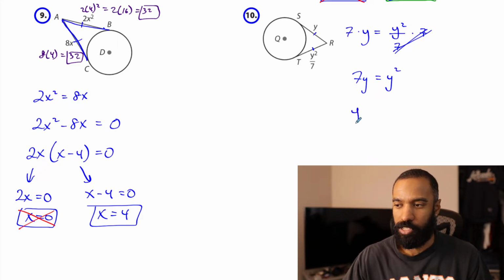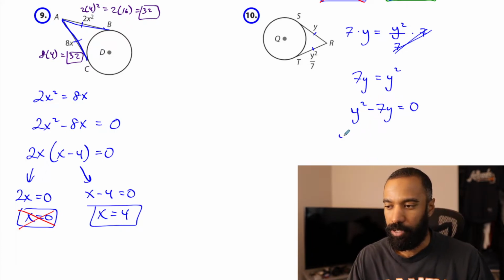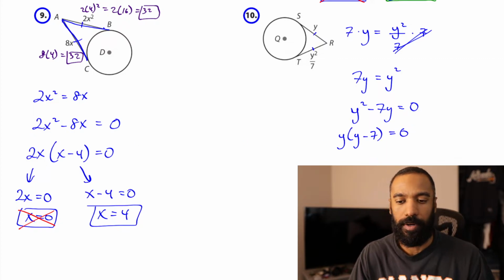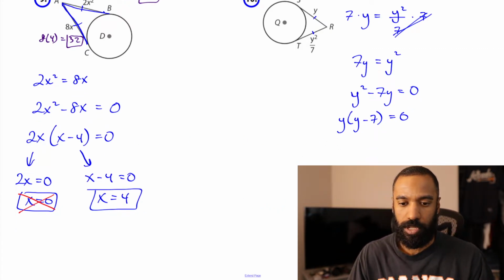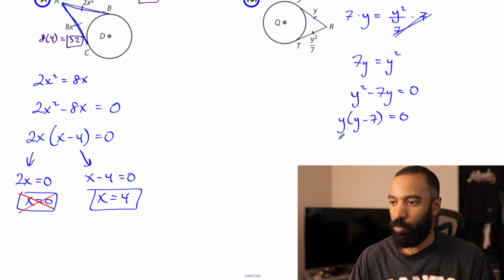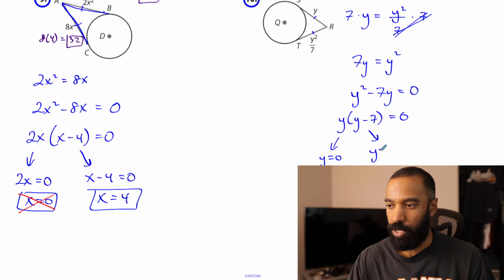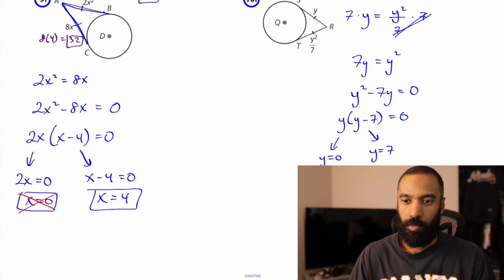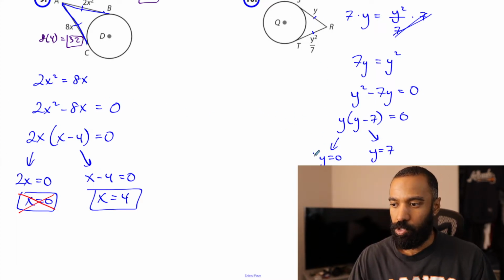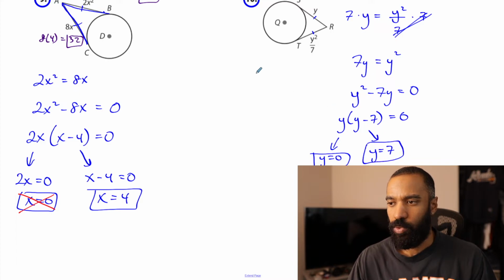I'd rather subtract the 7y over to keep my y squared positive, set it equal to 0. And I have y as a common factor here, which is once again a goal, creating this zero product property setup, which we can then use to solve for. So either y equals 0 right here, or y minus 7 equals 0, therefore y equals 7, one or the other there. Y equals 0 is one of those ones, again, that will be an extraneous solution.